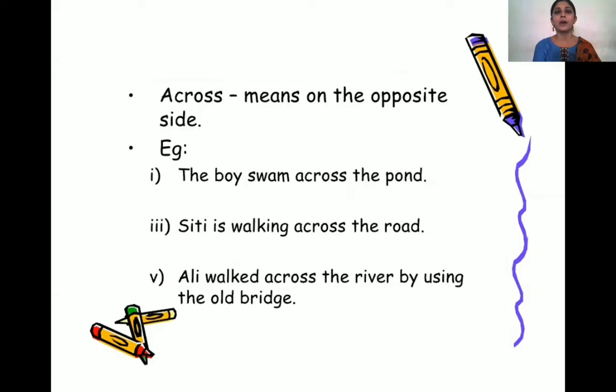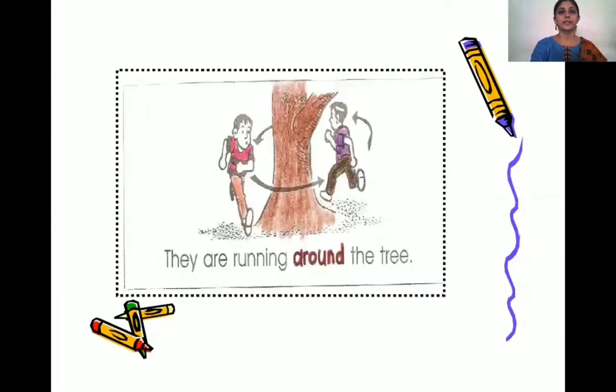The boy swam across the pond. Siti is walking across the road. Ali walked across the river by using the old bridge. And around, they are running around the tree. You know, one object is already there, still, and something is in motion around that object. So they are running around the tree.